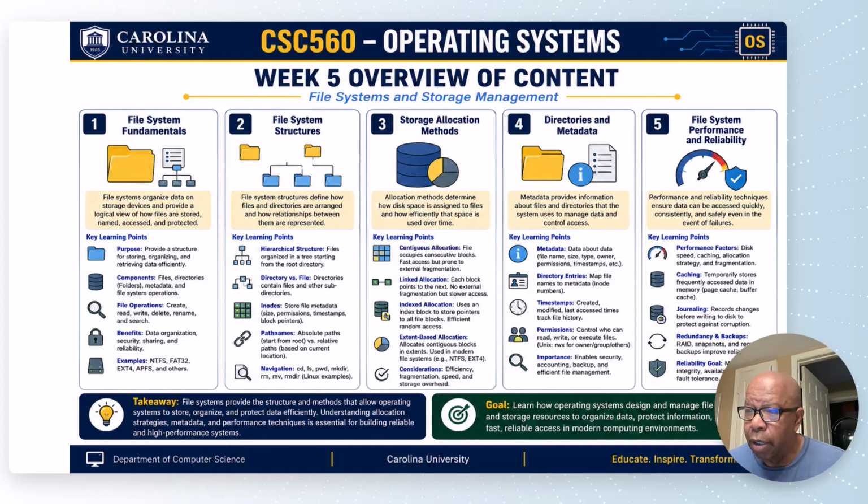Starting with file systems and storage management. The fundamentals of file systems. File systems organize data on the storage device and provide a logical view of how files are stored, named, accessed, and protected. So, key points. Purpose. The purpose of structure is for storing, organizing, and retrieving data. That is the purpose of a file structure. How do we organize it? Of the millions of bytes that we store, how do we make it efficient?